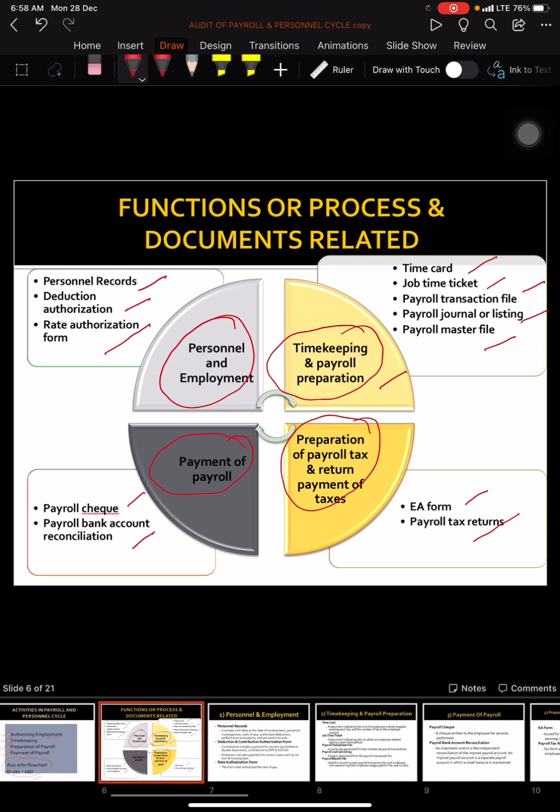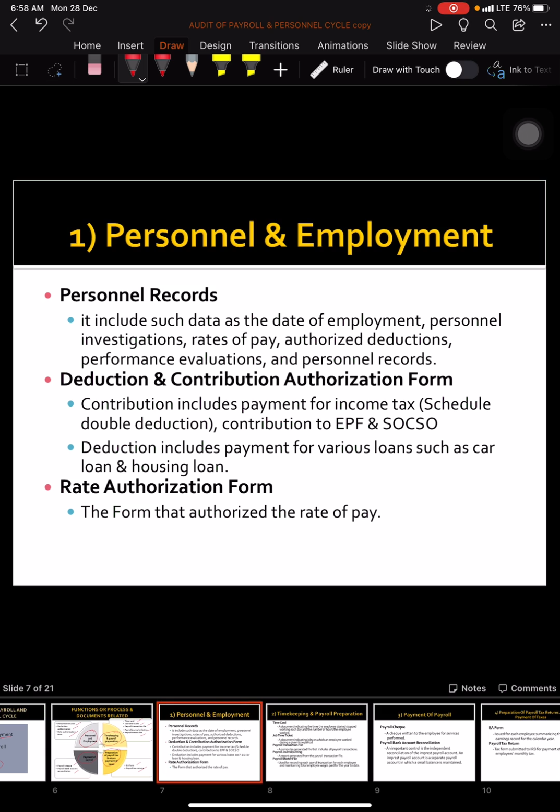All right, now we move on to the next one, which is personnel and employment. Personnel refers to the personnel records, such as the date of employment, the personnel investigation, and rate of pay. Maybe someone is appointed to a position and sometimes they don't have the right qualification. Maybe they have a relative in the company or so on, so we have to look at this kind of transaction. Make sure that everything is according to the rules and procedures set by the company.